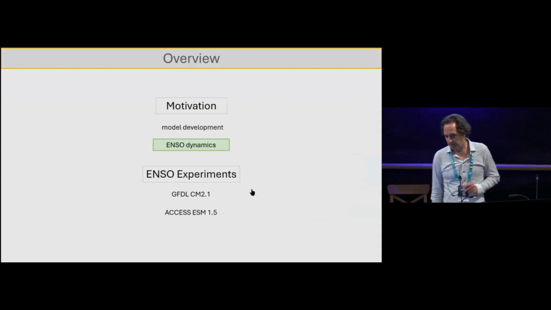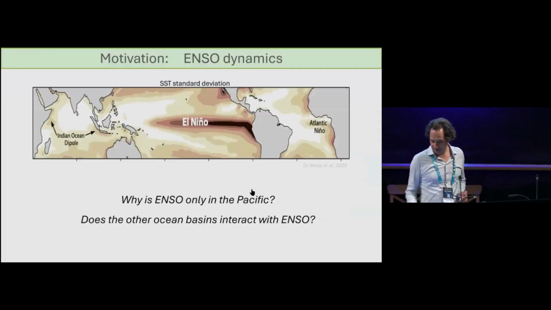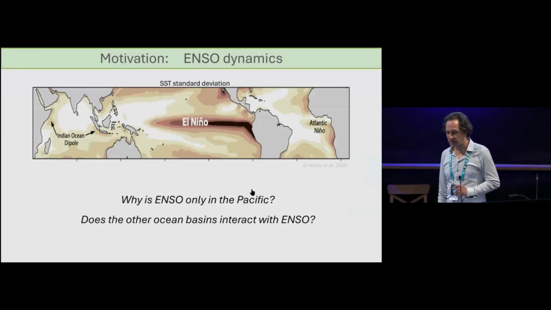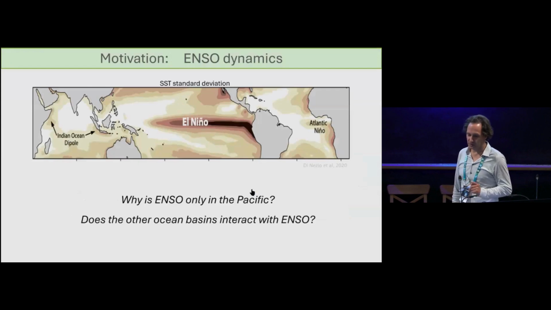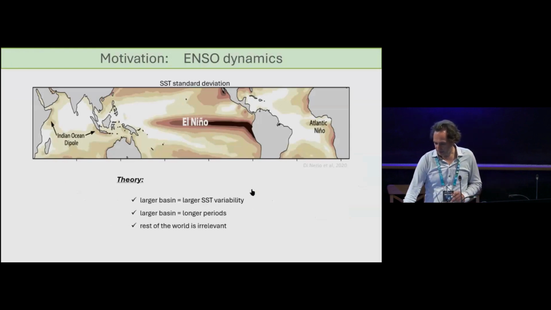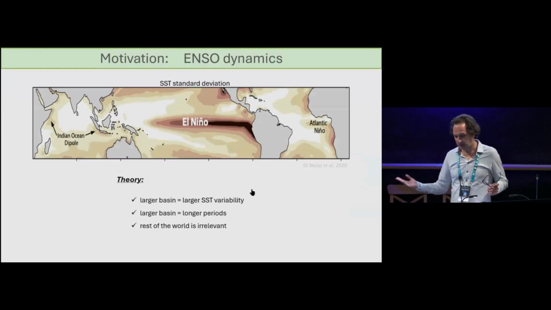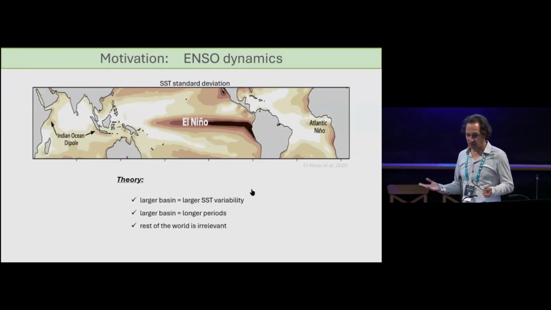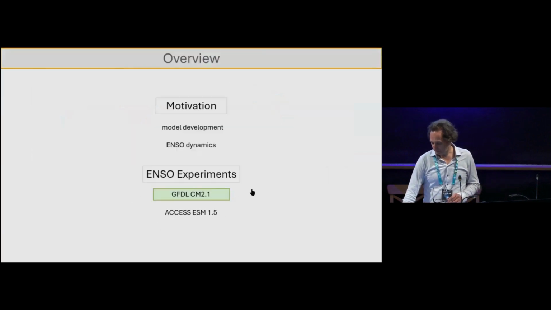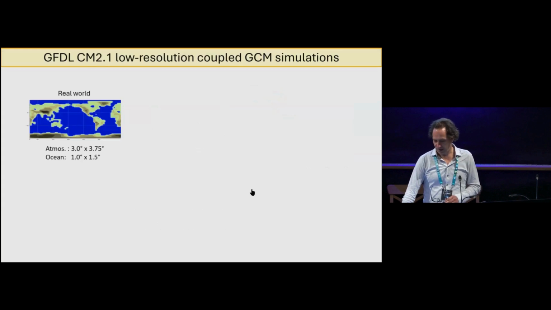Okay, so this is all technical, but my science motivation is looking at ENSO dynamics. You know that ENSO is in the Pacific, it's a big mode of variability, and there's a small version in the Atlantic and not so much in the Indian Ocean. The question is, why is ENSO in the Pacific? Why is it so big? And in principle, do the other ocean basins actually matter? The theory is pretty straightforward. It says bigger basin, larger variability. A larger basin would also mean longer periods of ENSO, and the rest of the world is irrelevant. And I'll show you that all of this is wrong.